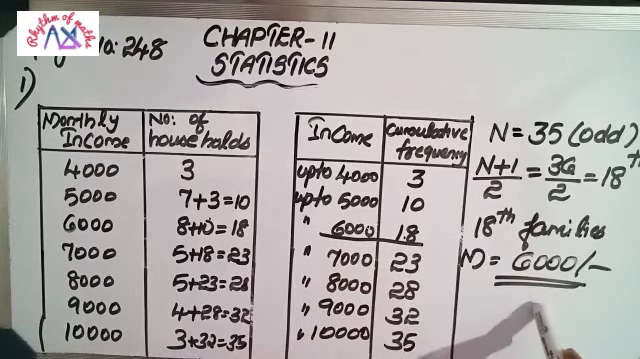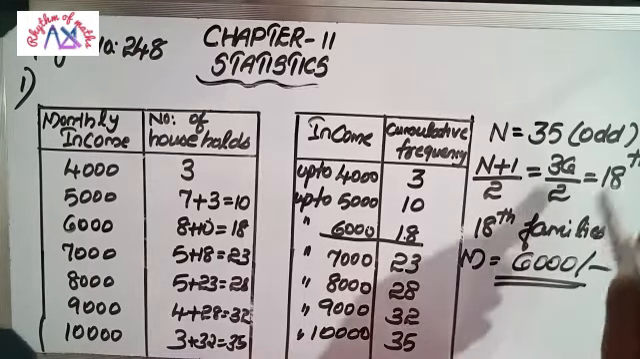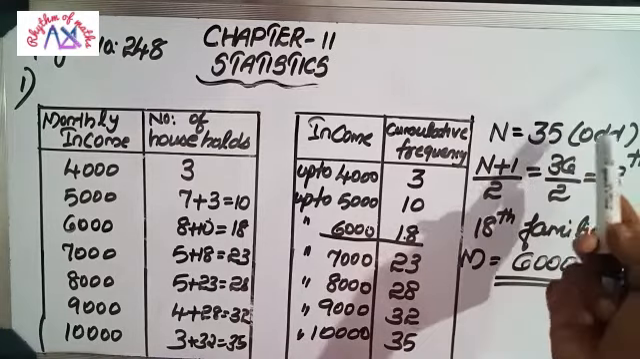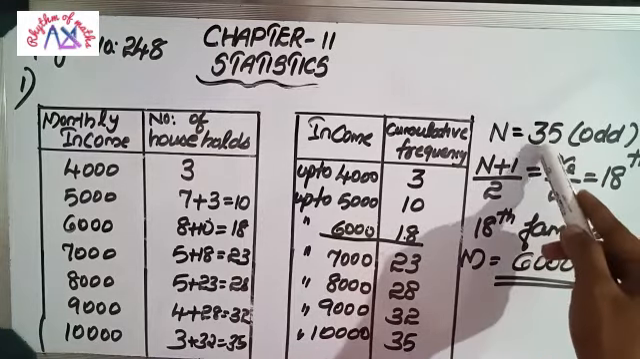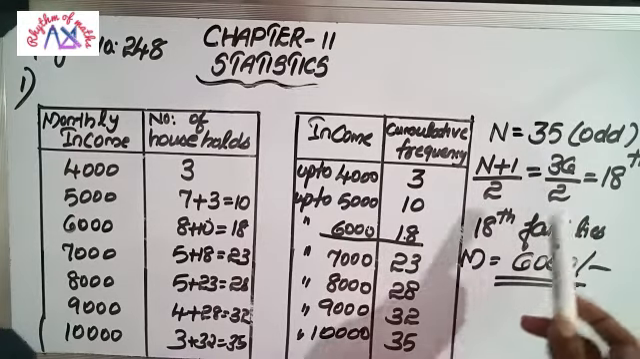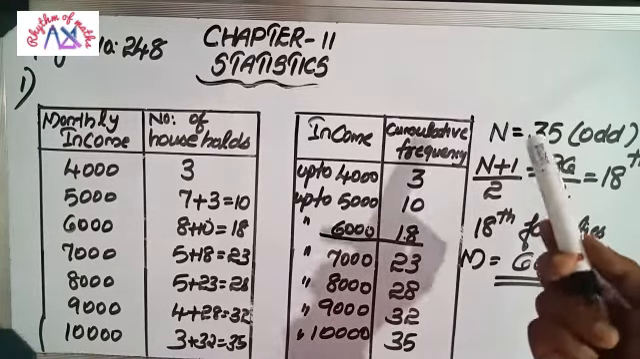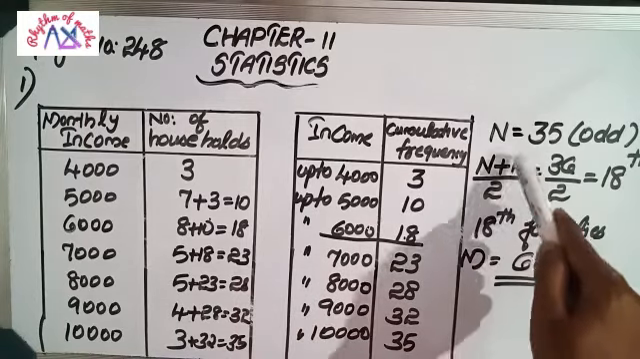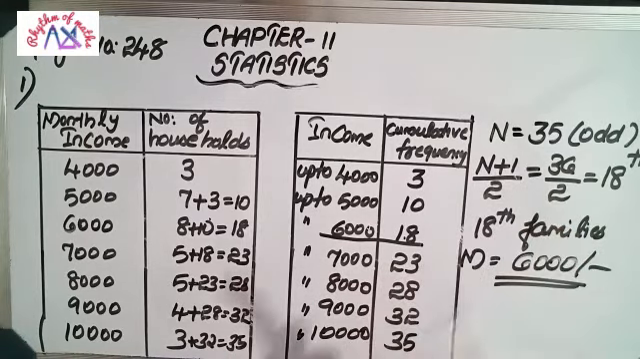Okay, so this is the first one's answer. If n is an even number, no need to add 1. You can directly find n by 2. Here 35 by 2 means 17.5, and the 17.5 position is not there. That's why we are adding 1. So n plus 1 by 2 here, that is the 18th family.